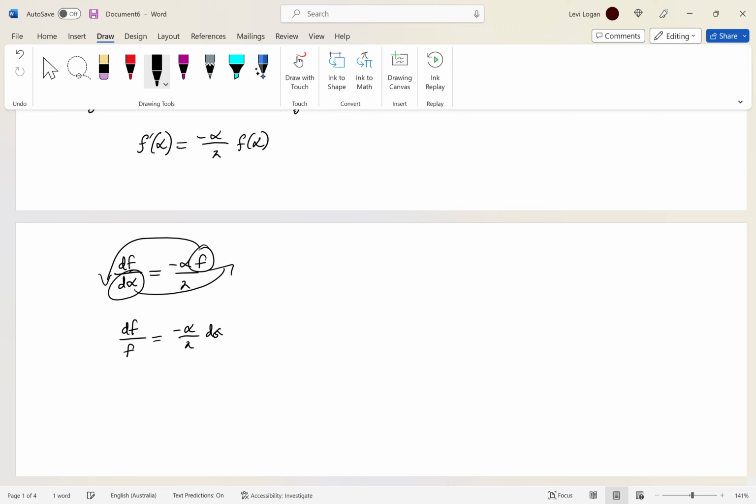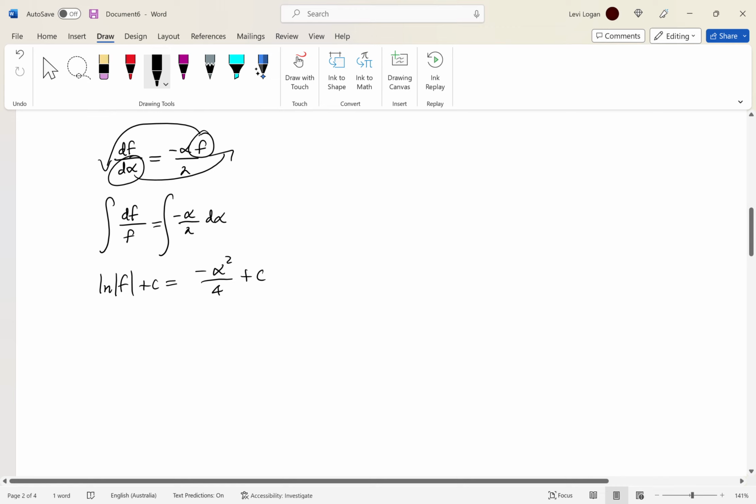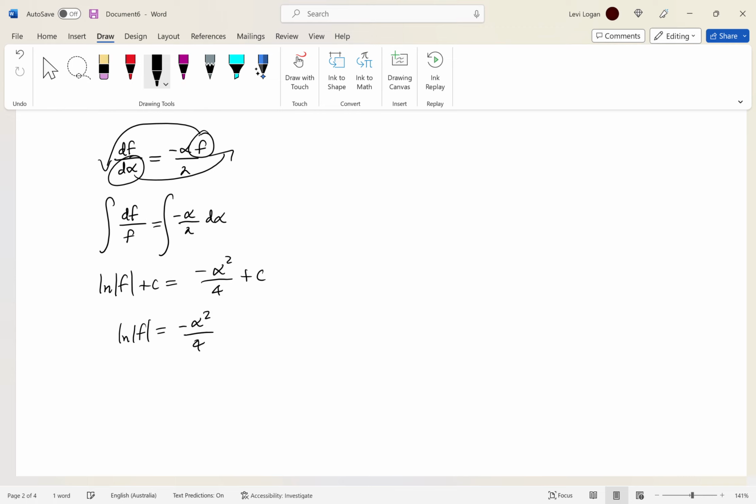And basically all we've got to do now is integrate both sides. So chuck an integral on. The left hand side is going to be the natural log of f plus a constant. This side is going to be negative alpha squared over 4 plus a constant, because of the power rule. Then we move our constants to the right hand side. So we have natural log of f is equal to negative alpha squared divided by 4 plus some constant, because this has constant 1, this constant 2, and this constant here is going to be c2 minus c1. Okay, that's all that is.